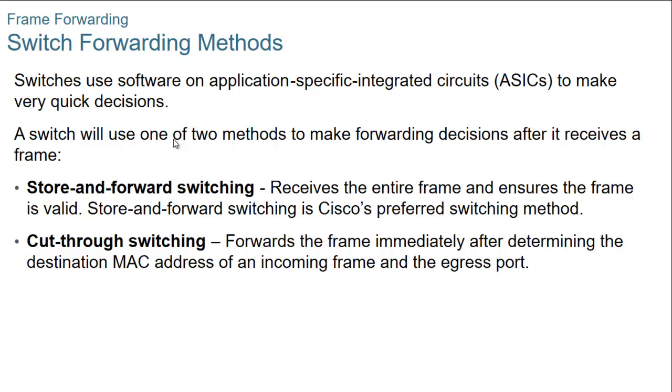In cut-through switching, the switch forwards the frame immediately after determining the destination MAC address, and then it will send it to the egress port. So it doesn't actually wait for the whole frame and doesn't check for errors.